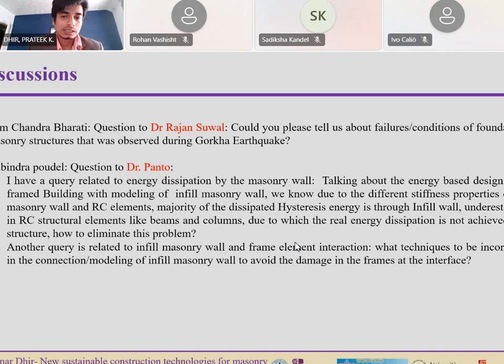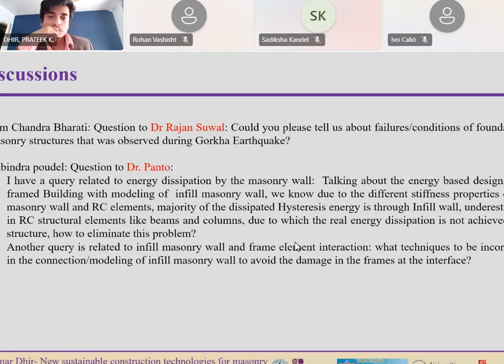Basically, if we model only the masonry or only the reinforced concrete frame and perform any analysis, the modes of vibration and the lateral stiffness are completely different compared with the system interacting together. So it is very important in this case to model both systems. And then we come to the second question: how can we model this interaction?